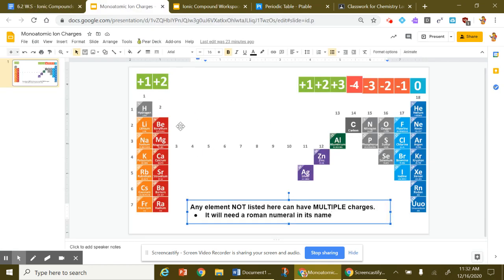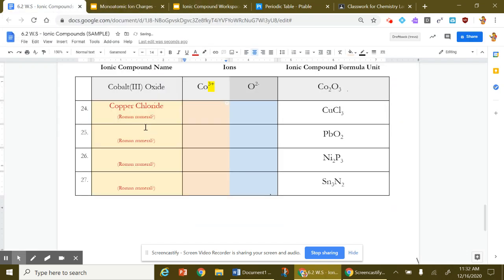Copper is not here. We are not given the charge of the copper. Oh no. This is the only thing I think in this entire homework that's going to challenge us a little bit, and that is this problem right here. Copper should have a Roman numeral indicating what its charge is, but we don't know what its charge is. Well, we have to figure it out.